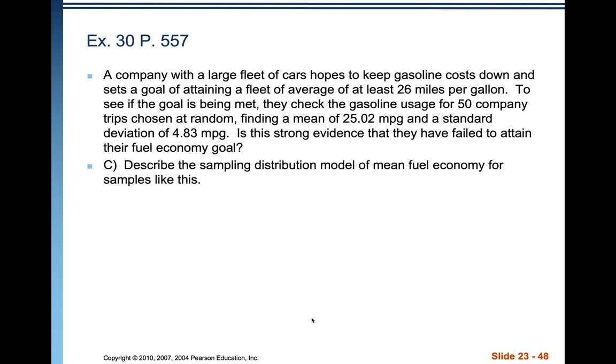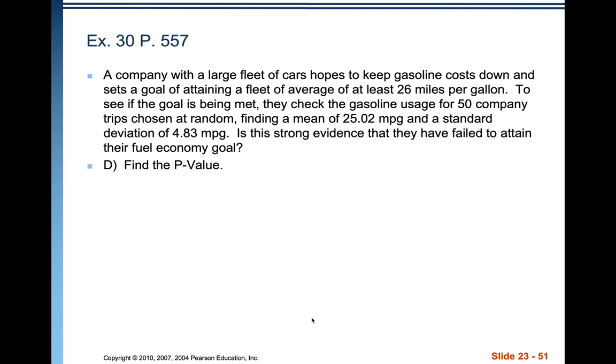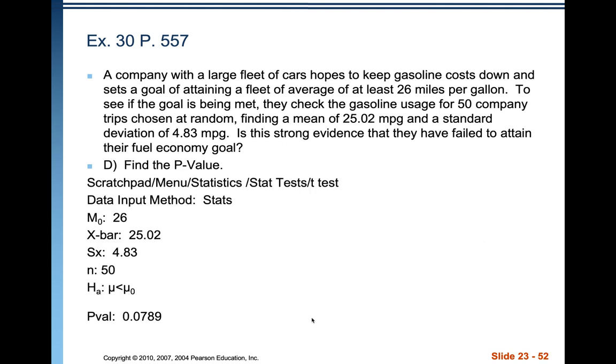All right, we want to describe the sampling distribution model for mean fuel economy for samples like this. And so it's going to be shaped like a t distribution with 49 degrees of freedom, with a mean of 26 and standard error 4.83 divided by square root of 50. We're going to find the p-value. You can just do the test straight away. The calculator knows that the null is that the mean equals mu naught, the null hypothesis value, so it's only going to prompt you for the value.